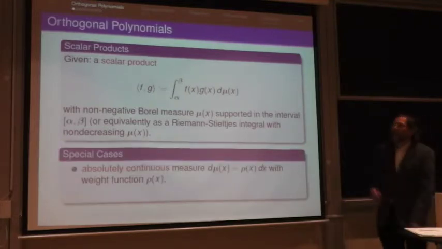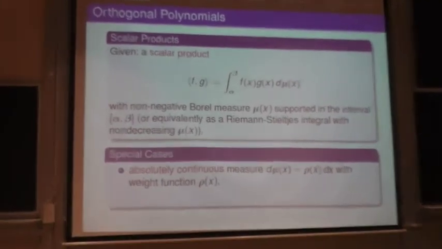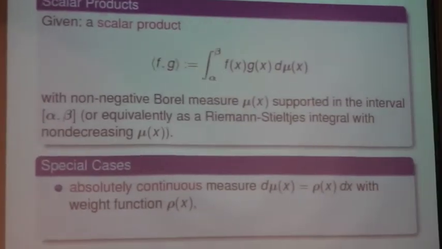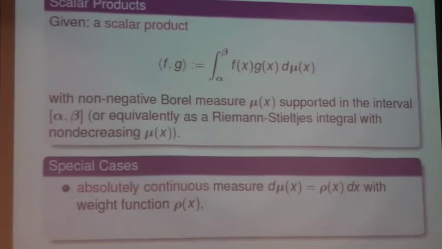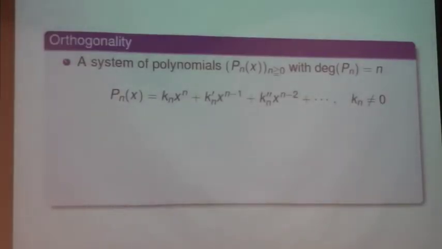In this talk I will speak only about this case, namely we assume that this d mu is an absolutely continuous measure. Then in this case d mu can be written as rho of x times dx, and rho is just a positive function that will occur and will be called the weight function. A second case, which will also be considered at the boundary, will be the discrete case. Here mu is a discrete measure, and in this case this integral finally collapses to a sum, either finite or infinite.